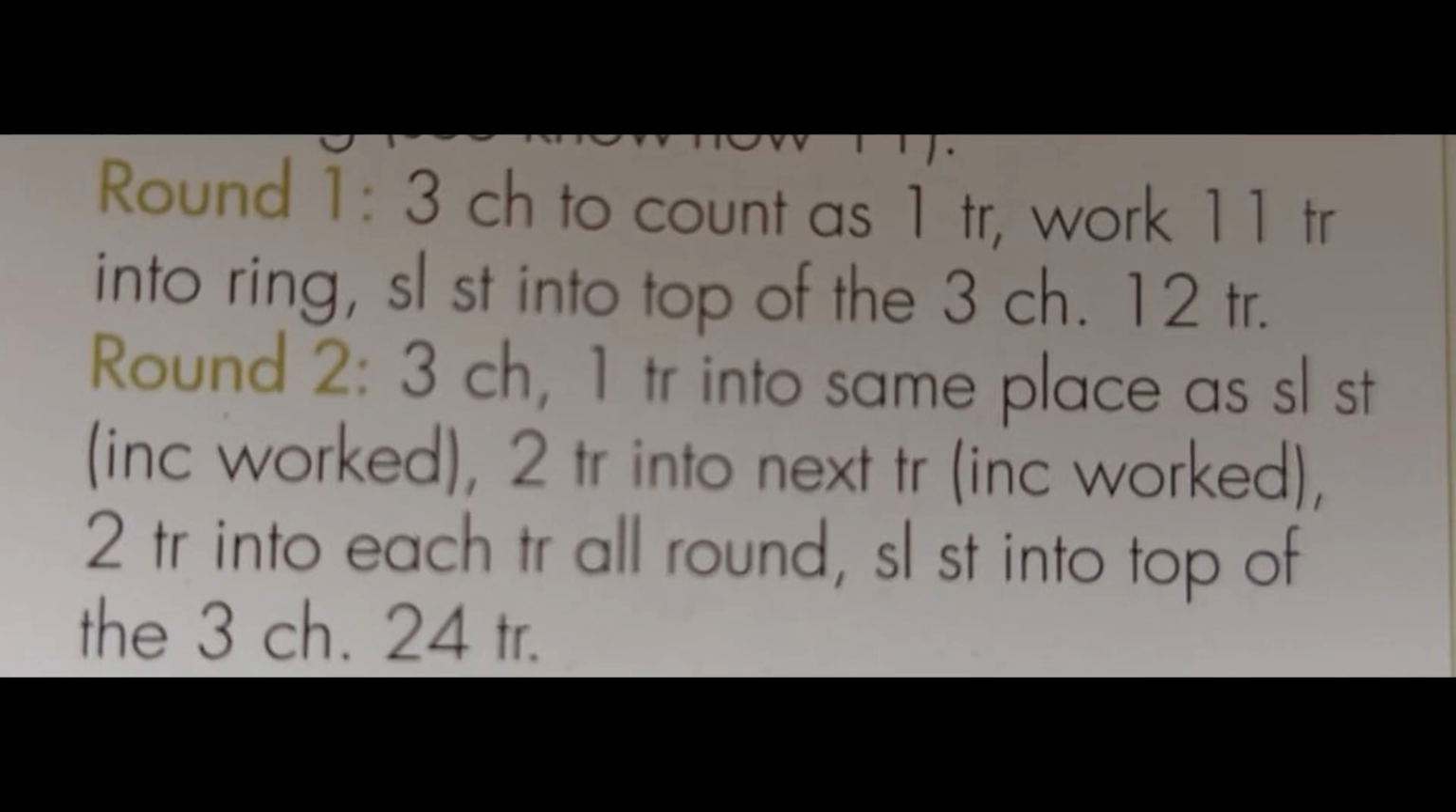Then you have round 2, which says 3 chain, 1 treble into same place as slip stitch. There's an increase worked. Then 2 treble into the next treble, increase worked. 2 treble into each treble all around. Slip stitch into top of the 3rd chain. You'll end up with 24 trebles. Now, that's a bit of a mouthful. Let me explain.